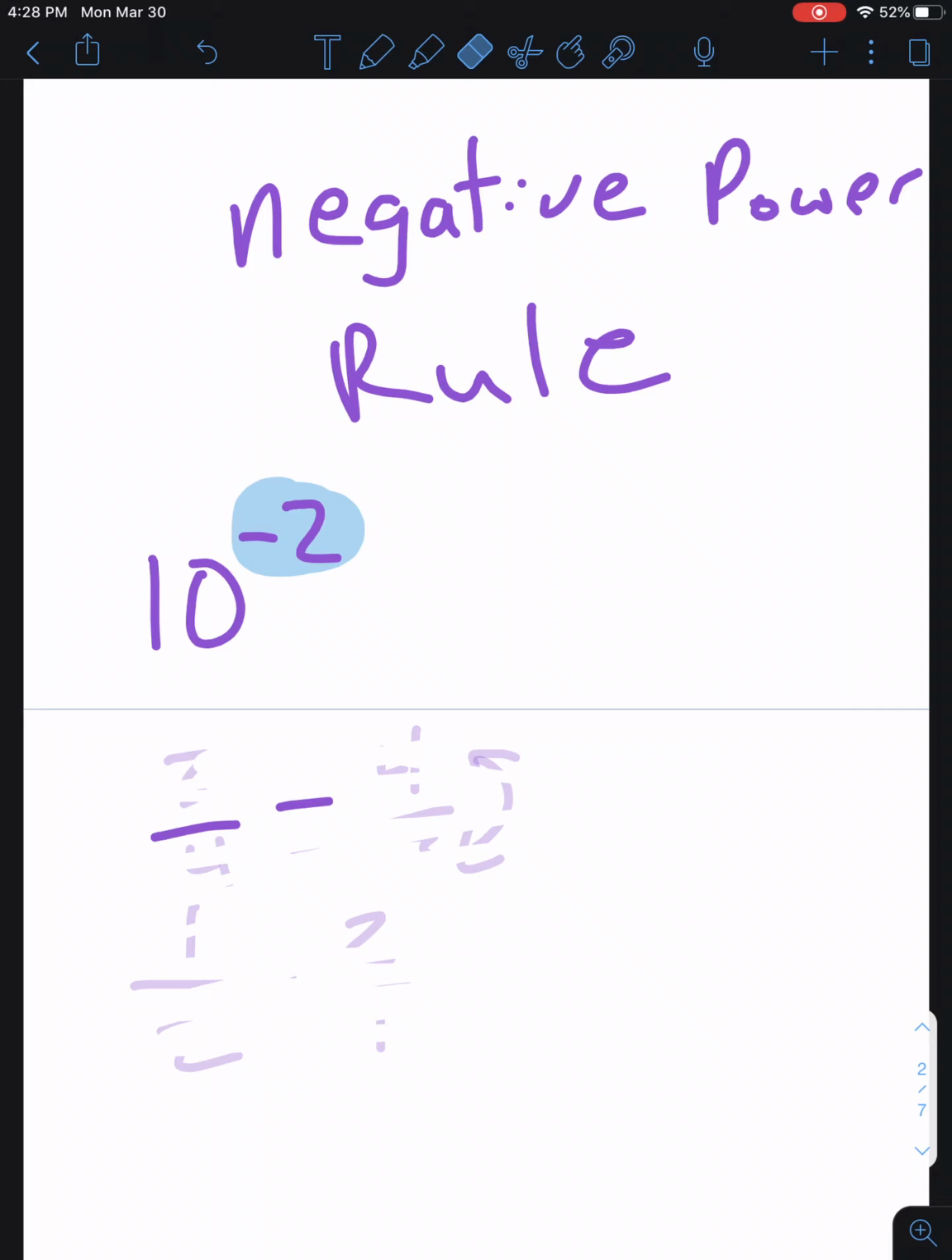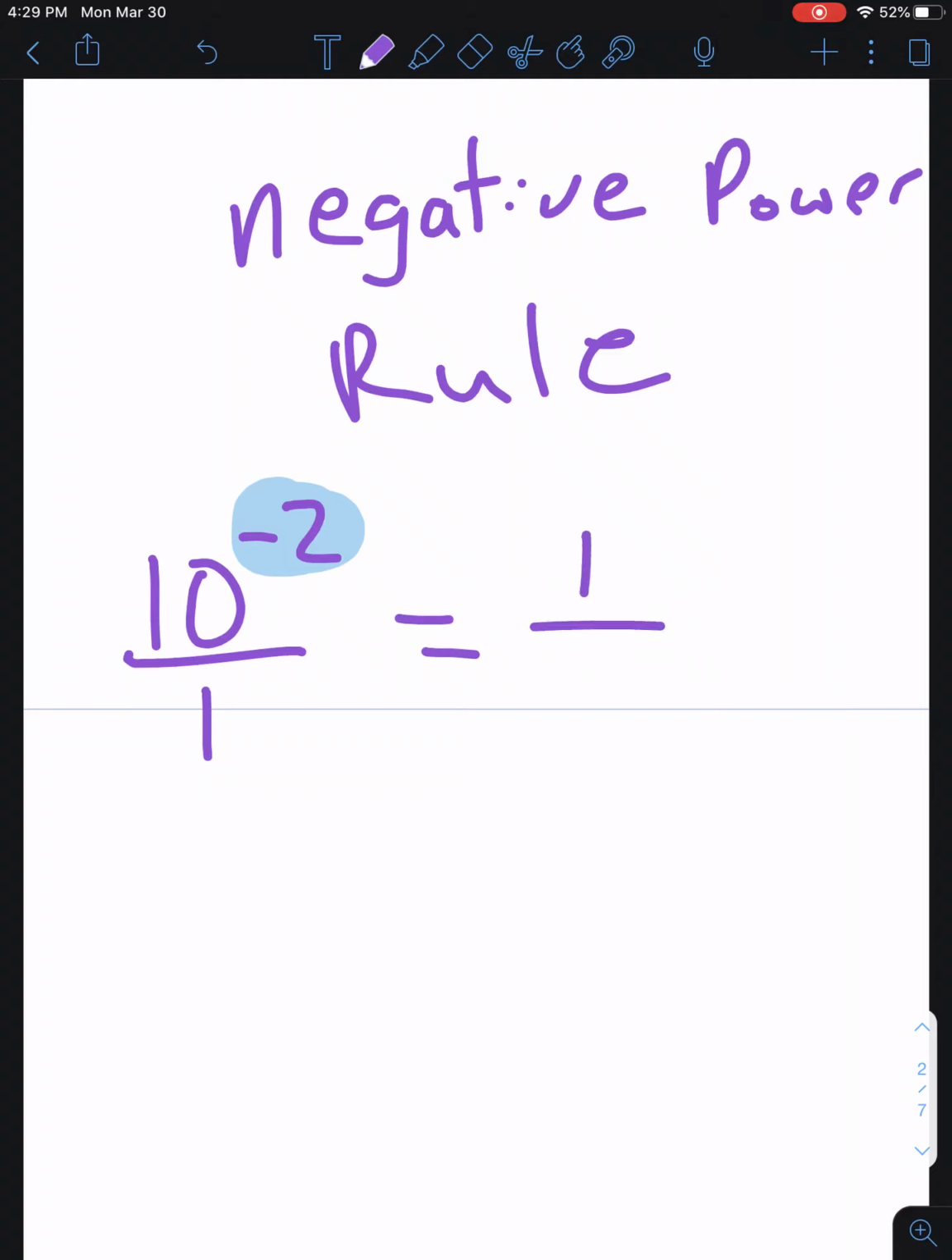Since this is a whole number and not a fraction, we can pretty much put 10 to the negative second over 1. The inverse of this would be 1 over 10 to the second. So what we've done here is we've taken the inverse, we've inverted our fraction, and that makes our exponent positive.